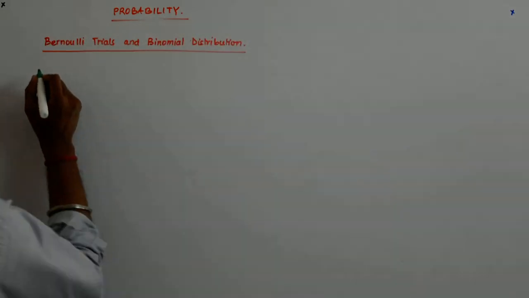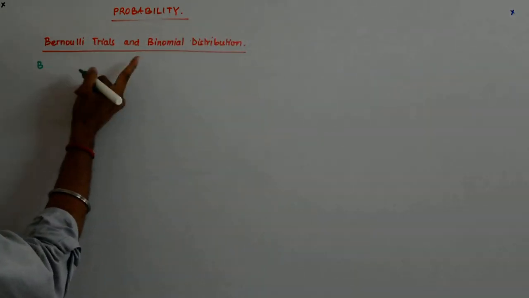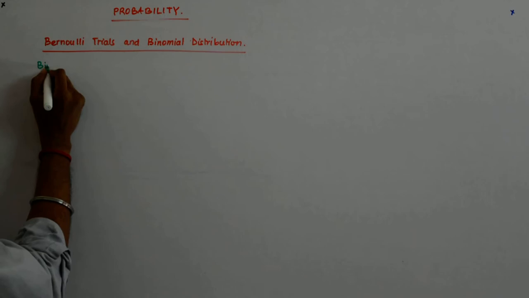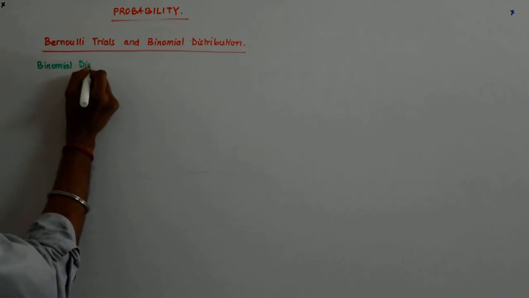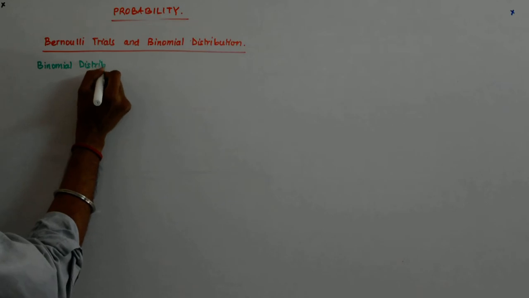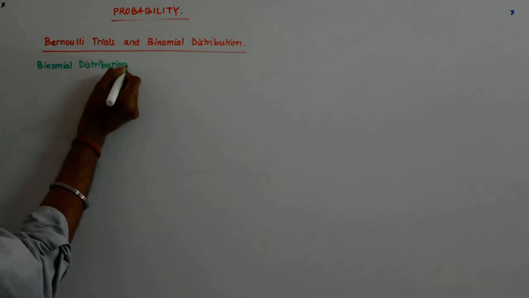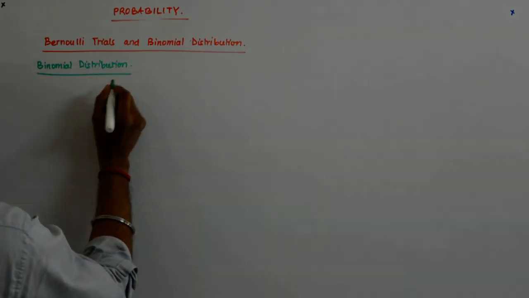We now come to the binomial distribution. We have done what a Bernoulli trial is. We have understood what permutation and combination is. We now try to understand what is binomial distribution.